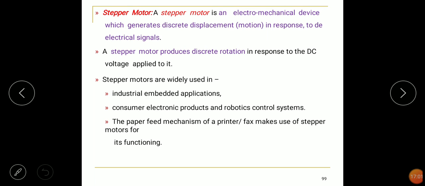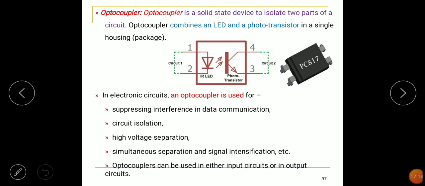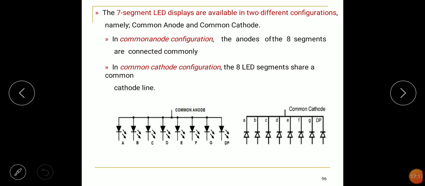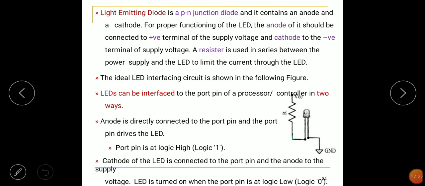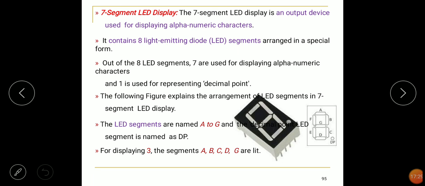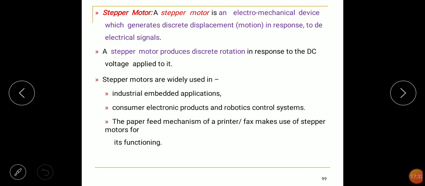Next will be the stepper motor. Let us discuss the stepper motor in the next video session. Now we will stop here. Today's class we have studied what sensors and actuators are, and examples of actuators, that is output devices: we have studied LED and optocouplers. In the next video session let us discuss the stepper motor device in detail. Okay, thank you.